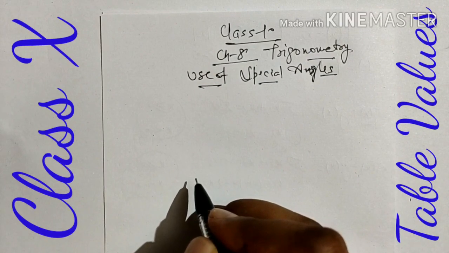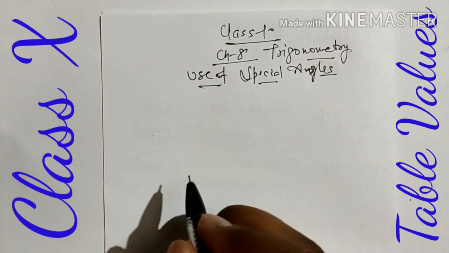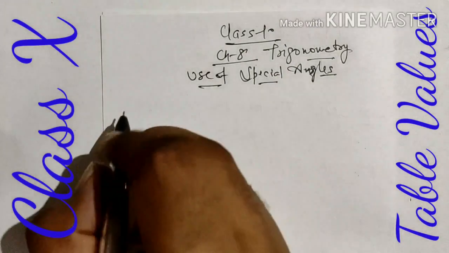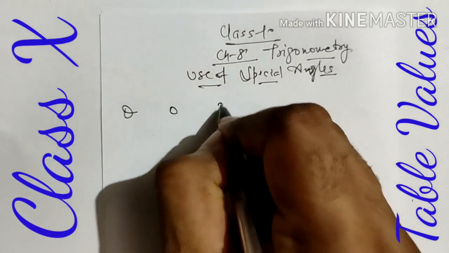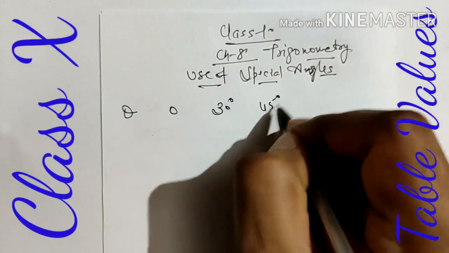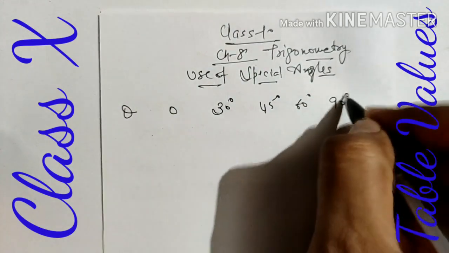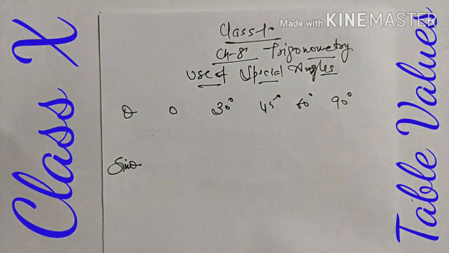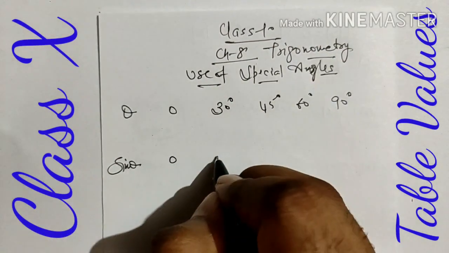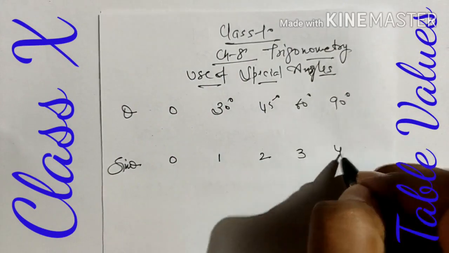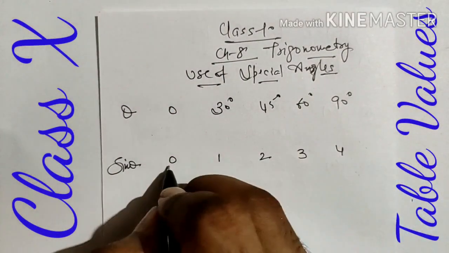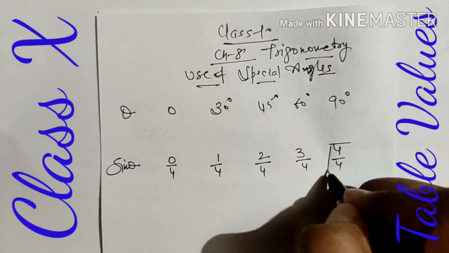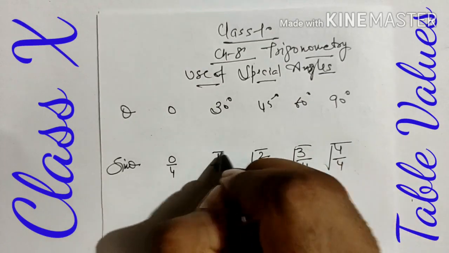First of all, we create here a table. How it is made by students, no need to cram it. Here the angles we have to remember are 0, 30, 45, 60 and 90 degrees. To make the table of sine theta, we start from the lowest whole numbers, that is 0, 1, 2, 3, 4, and divide by the highest value reached here, 4. If we take the square root of it, it gives us the table of sine of theta.